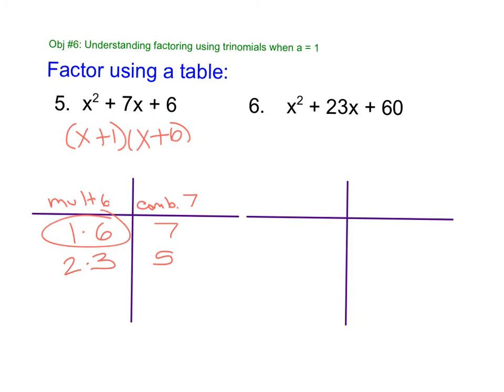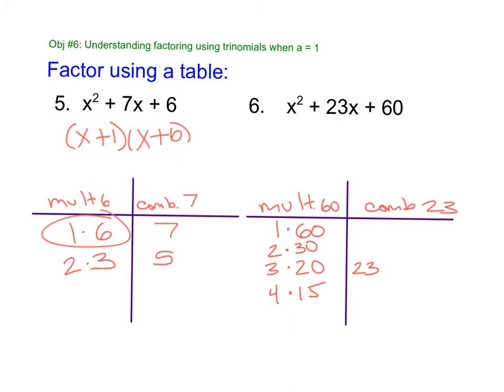Number 6 is a harder one. We are multiplying to 60 and combining to 23. And 60 has a lot of factors. 1 times 60, 2 times 30, 3 times 20. And if you notice, 3 and 20, 3 plus 20 is 23. So I know I'm done. But just so that we have them, it's good practice. 4 times 15, 5 times 12, and 6 times 10.